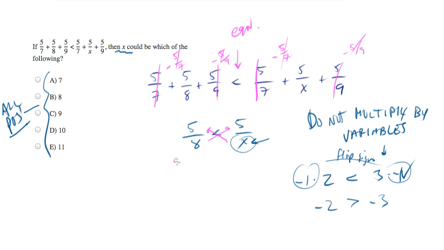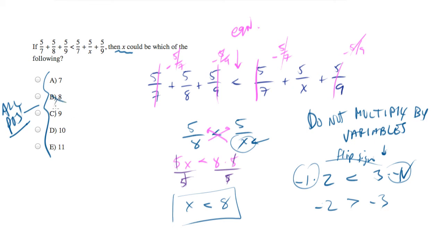And we're going to get 5x is less than 8 times 5. The reason I didn't combine the 8 and the 5 is because I'm going to divide both sides by 5, so we can cancel all of that out. And we're left with x is less than 8.